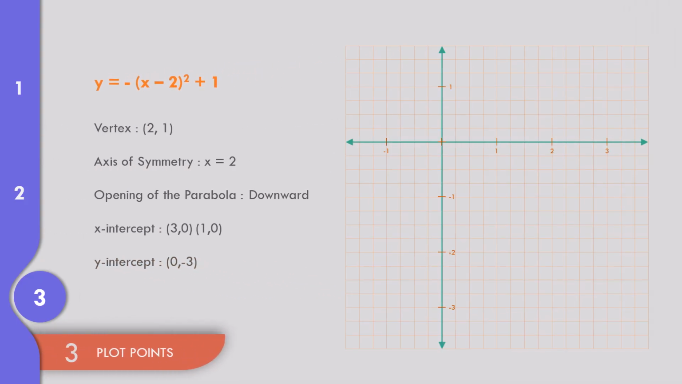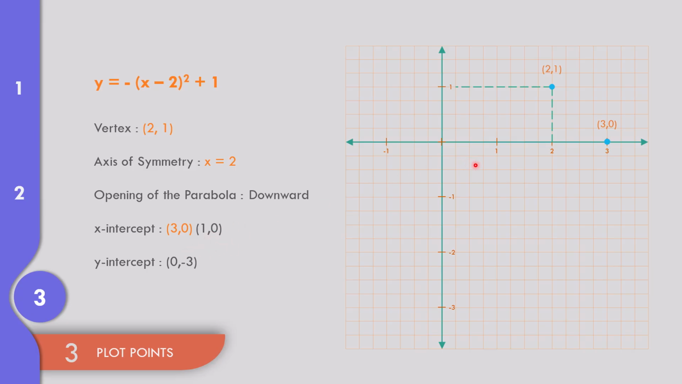So let us plot the points now for the vertex. The vertex is equal to (2, 1). So this is (2, 1), that is within quadrant 1. So this is the point (2, 1). The axis of symmetry is x is equal to 2. And then the x-intercept (3, 0). So this is (3, 0). So let us plot the point (3, 0).